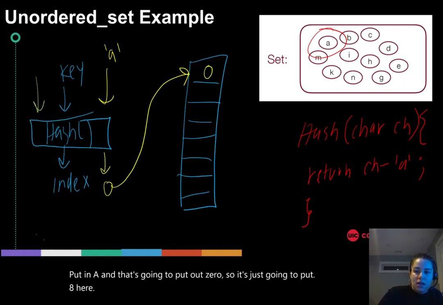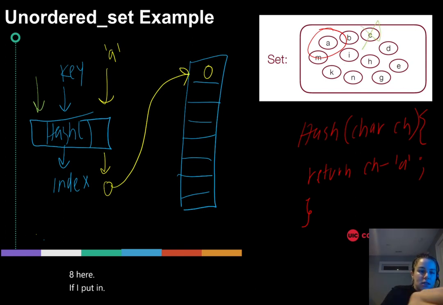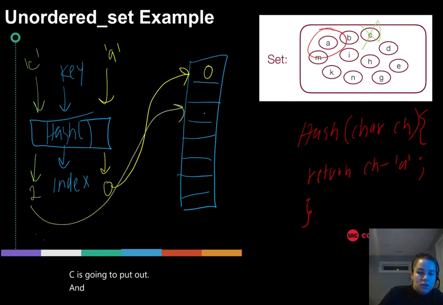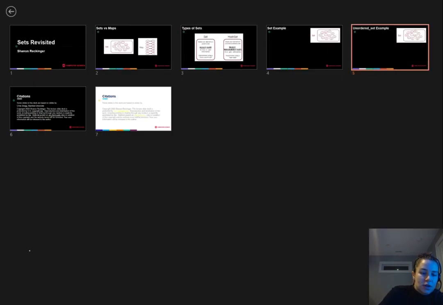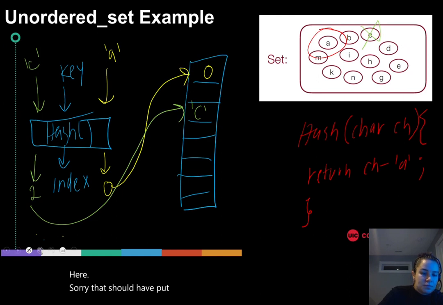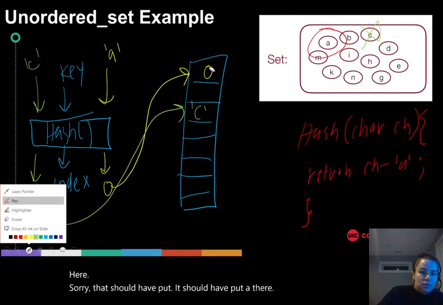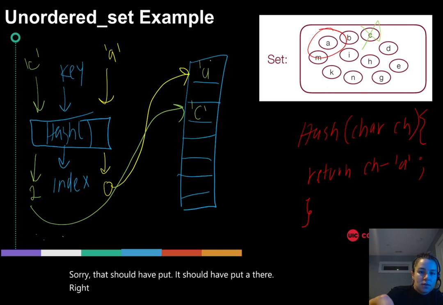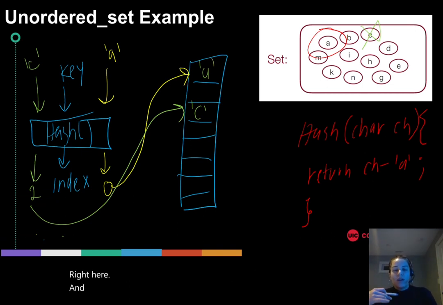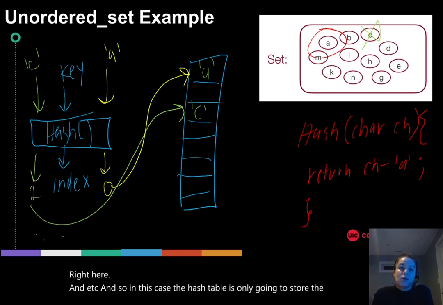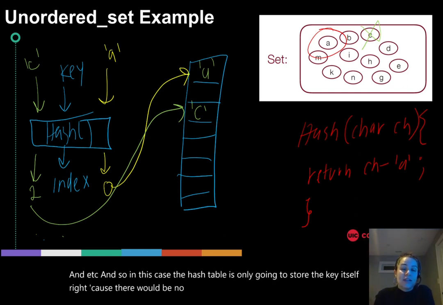If I put in C, C is going to put out 2, and then it will put C here. Sorry, that should have put A there. Right here. And etc. And so in this case, the hash table is only going to store the key itself, right? Because it would be unnecessary to store anything else with a set.